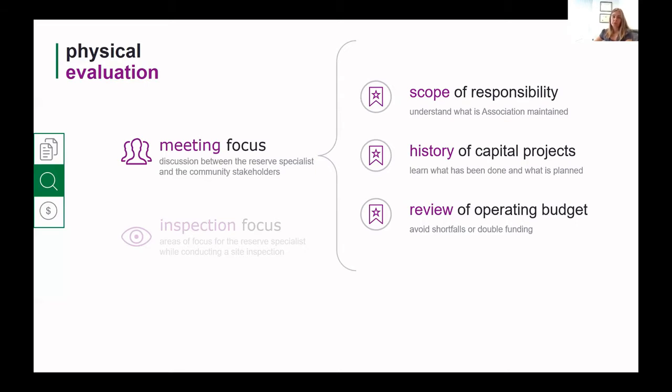We're also going to want to review the operating budget. We want to make sure that we're not shortfalling or double funding. And by that, I mean, we don't want to assume something's handled through operating when in actuality you want to fund it out of reserves, or we don't want to assume it's funded out of reserves when you're funding it out of operating, right? We don't want to omit any components, but we also don't want you funding for them in two places. So making sure we have alignment there.